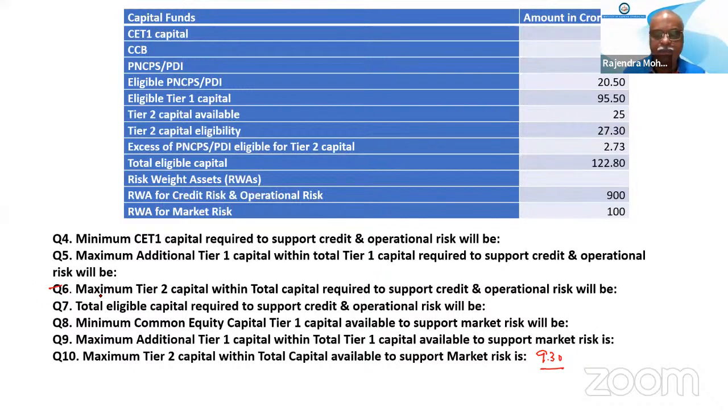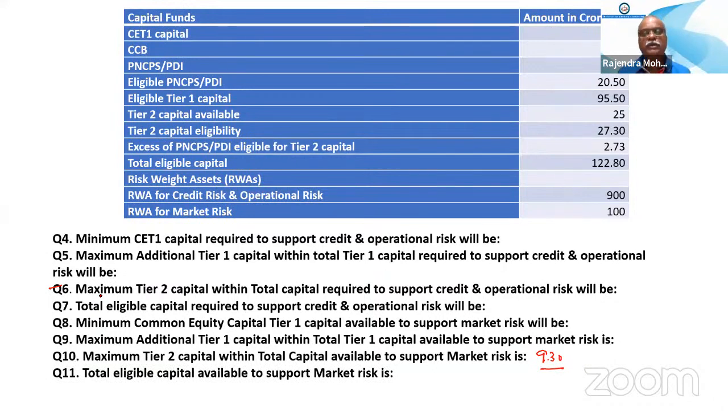Now the last question. Total eligible capital available to support market risk, how much will it be? 41.8. Correct. How did you do it? Summation of all three. Either we can sum all of them, or we can take 12080, the total eligible capital given, minus what the seventh question gave, the total eligible capital required to support credit risk. So we reduce 81 from this, and we get 41.80.